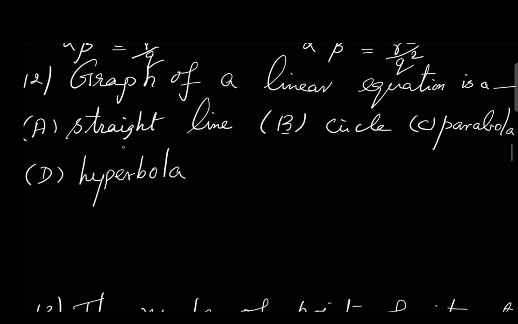Graph of a linear equation is, what is linear equation? Actually, y is equal to ax plus b. This is a linear equation. If I substitute the value for x, correspondingly I get the value for y. So in that case, I'll get the straight line.